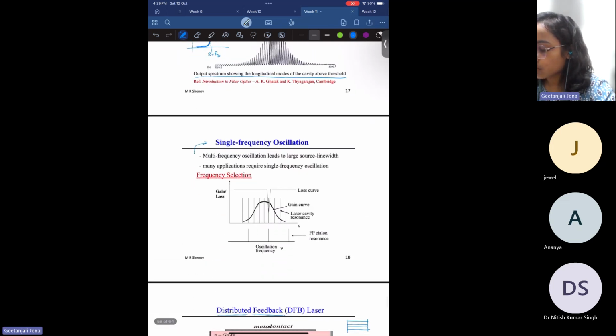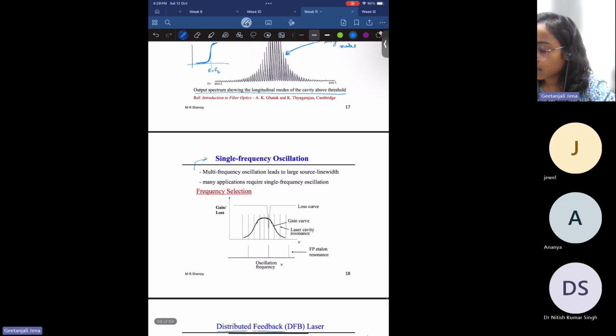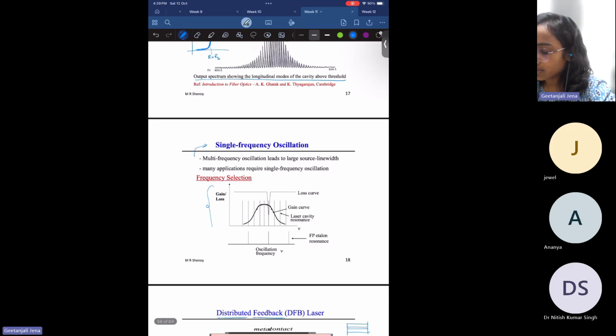So let us see how we can make a single frequency laser. Previously we have discussed what component we used for single frequency oscillation. We used an intracavity tilted Fabry-Perot etalon. So the principle is shown in this figure. So these are the longitudinal modes of the cavity, and this is the gain curve.